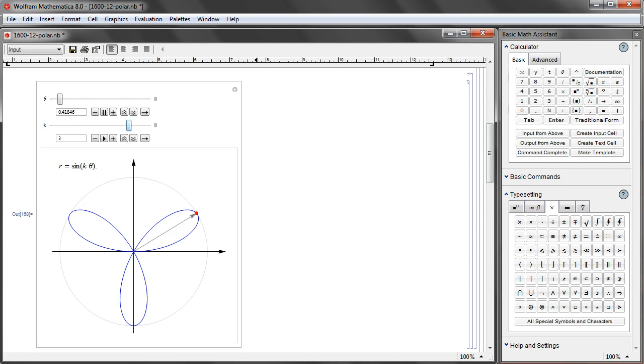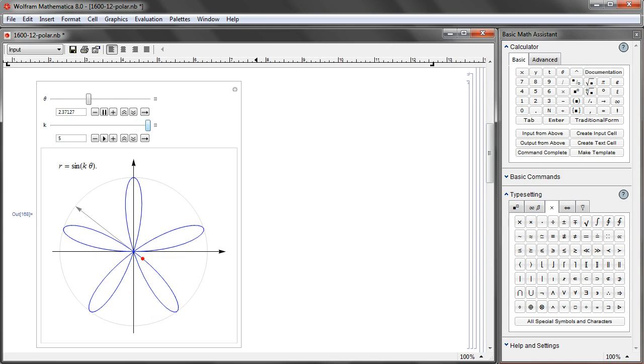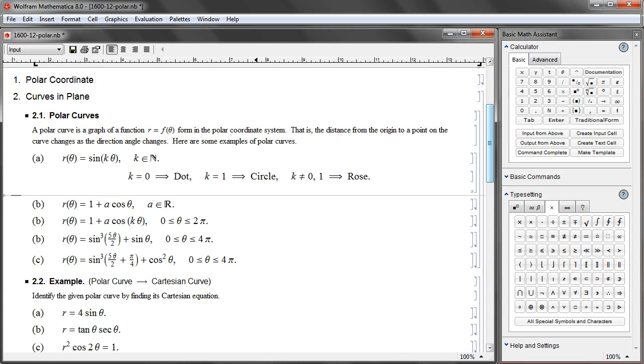This is when k is 3, r equals sine of 3 theta. k is 4, and that's k is 5. Okay, somehow these are called roses.